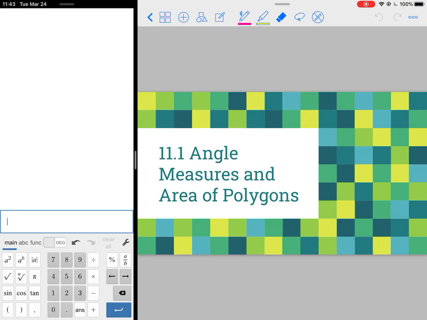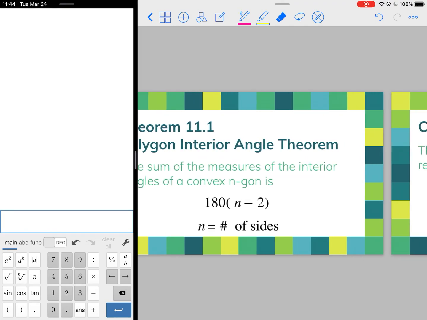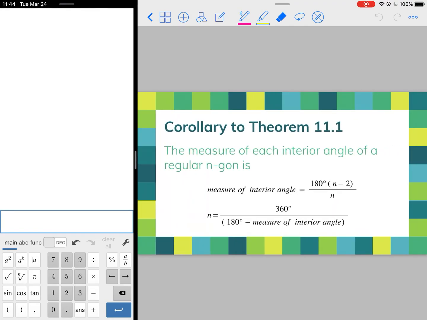All right, in Unit 11, we're going to start looking at some angle measures and area of polygons. The first thing we're going to do is angle measures, and this is something that we've done in class before. Our first theorem is the polygon interior angle theorem. The sum of the measures of the interior angles of a convex polygon, meaning that all of the vertices point outwards, is 180 times n minus 2, where n is the number of sides in the figure. And we have a corollary here, which means that it gets more specific.